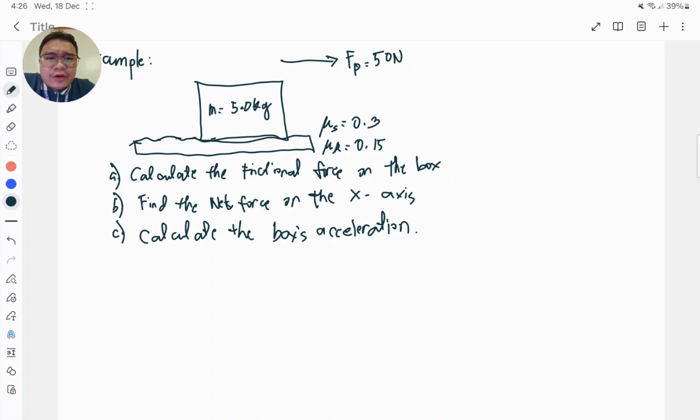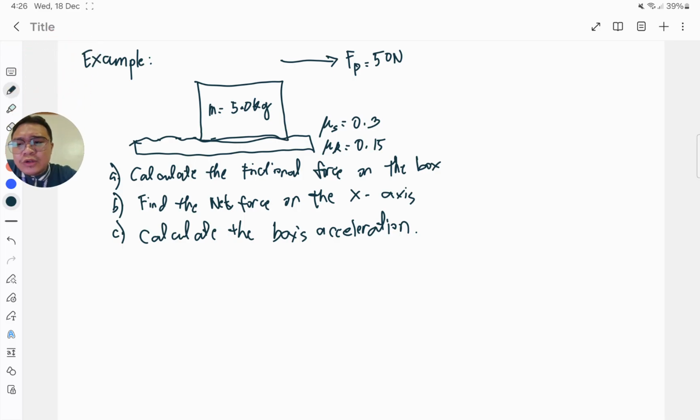Now let's have another example for our application of the effects of friction on the motion of the object. In this example, we have a box lying on a rough surface with a coefficient of static friction of 0.3 and a coefficient of kinetic friction of 0.15. Let's assume that a force of 50 Newtons was applied on the box. For letter A, we are to calculate the frictional force on the box.